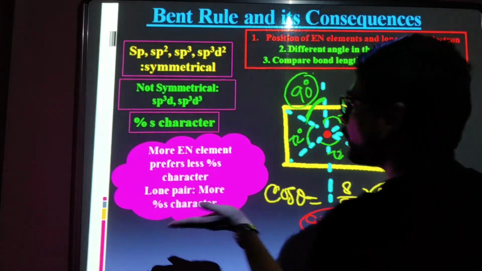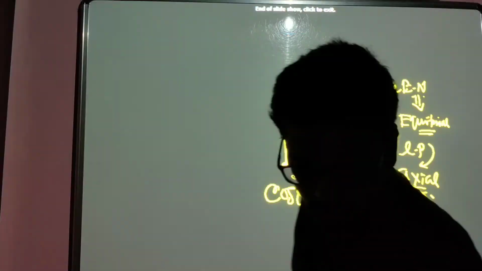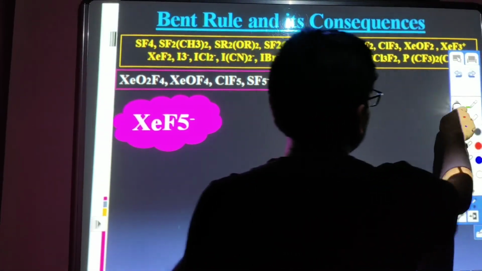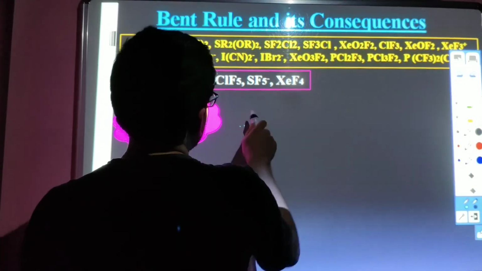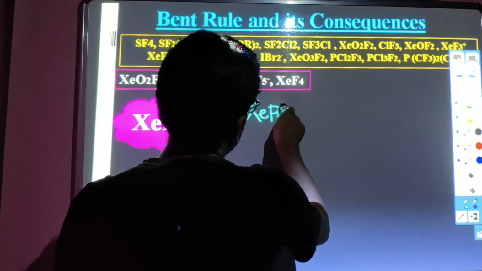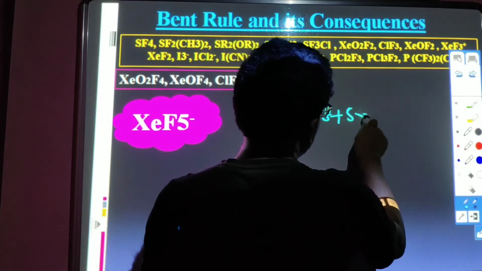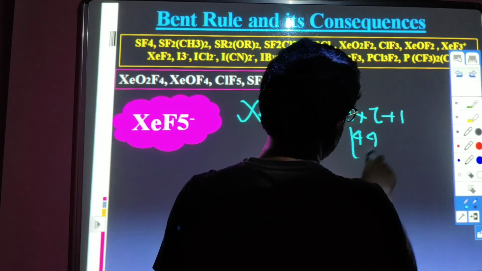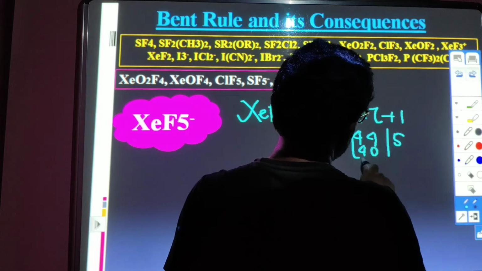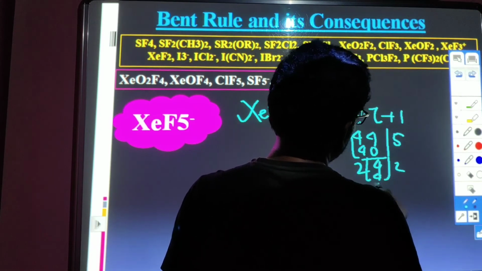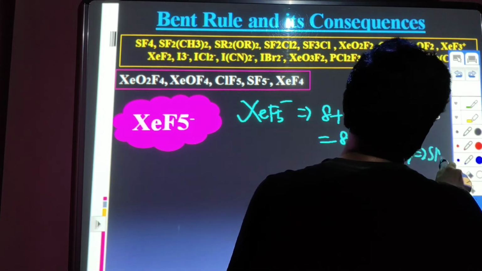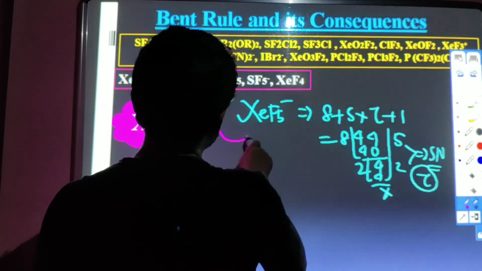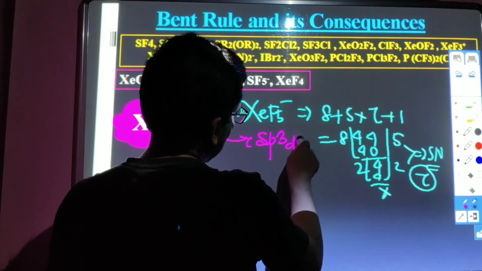Now go to the next slide. Sorry. Okay, previous. Now let me write for XeF5 minus: 8 plus 5 into 7 plus 1, that will give you 44. So 8 fives are 40, 4 twos are 4, so 5 twos are 7, is a steric number 7, and this geometry is sp3d3.